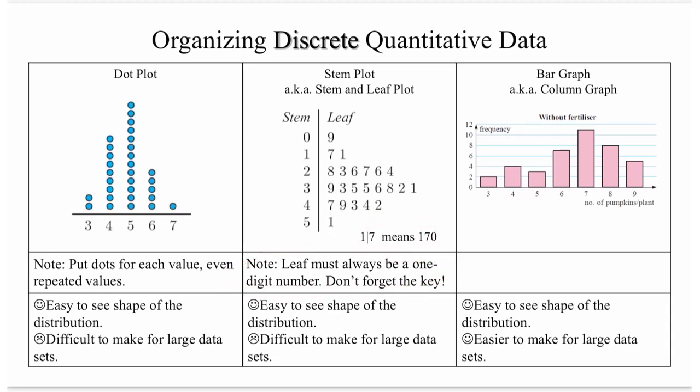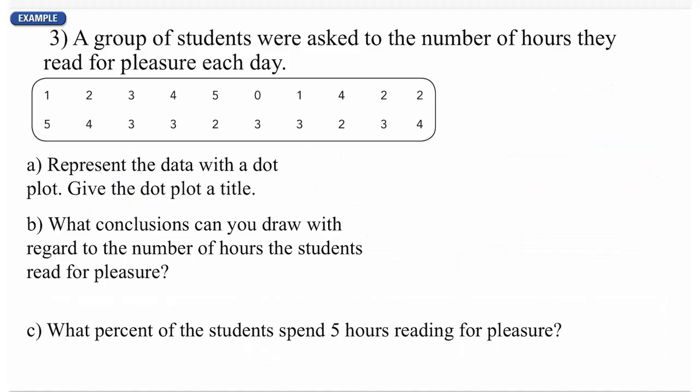It's also very easy to see the shape of the distribution, but again, it's difficult to make for a large data set. Your bar graph or your column graph, it's easy to see the shape of the distribution, and this one is easier to make for a large data set. As you can see, for each value, once you figure out what their frequency is, you just draw a single bar. Let's take a look at this example.